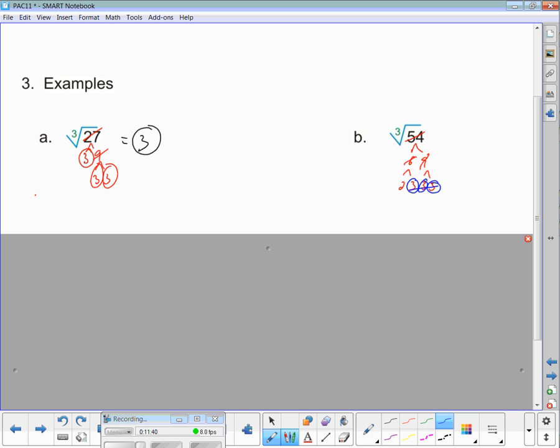I think they only had the cube root of it, right? What's the cube root of 3 times 3 times 3? It is 3. And what do you have left inside?